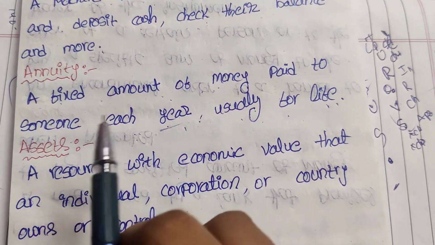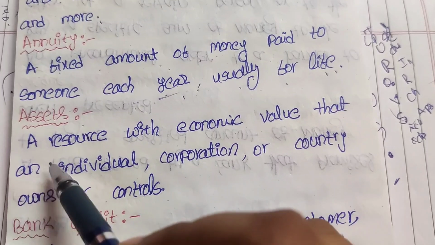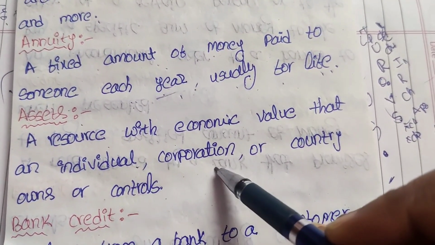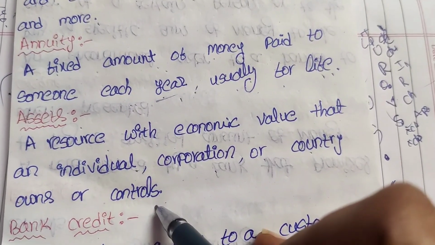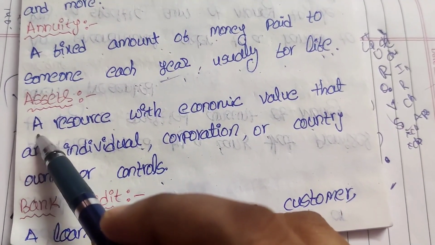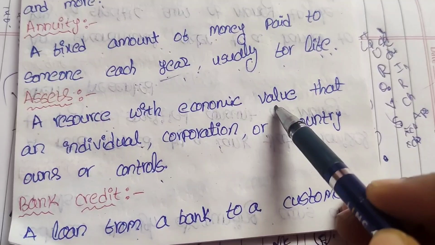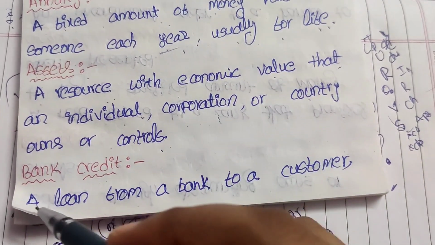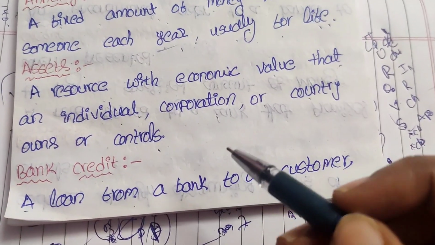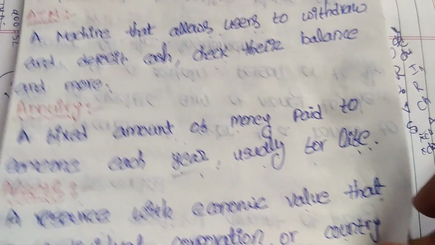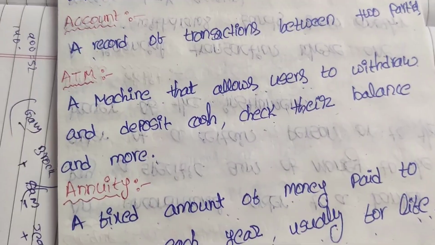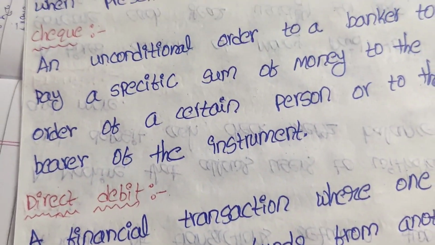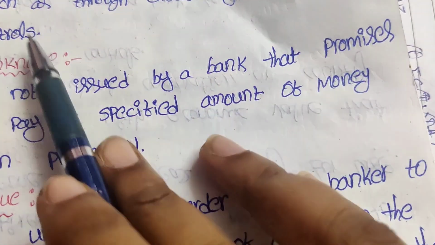And the next definition is, what are assets? A resource with economic value that an individual, corporation or country owns or controls. Next, what is bank credit? A loan from a bank to a customer, such as through discounting.